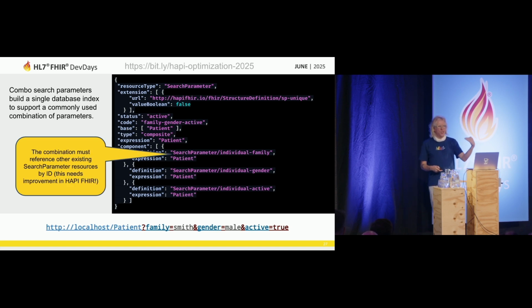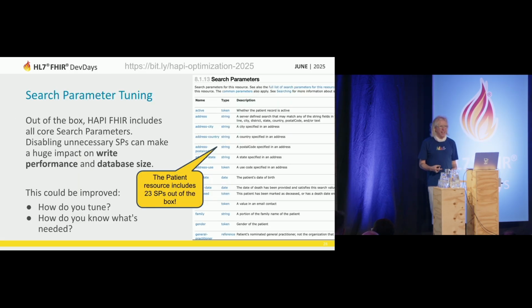And then finally, you create the combo by creating links to all of the underlying search parameters. So we link to the individual family, gender, and active search parameter to create that combo. That's how that works. Kind of a neat concept.